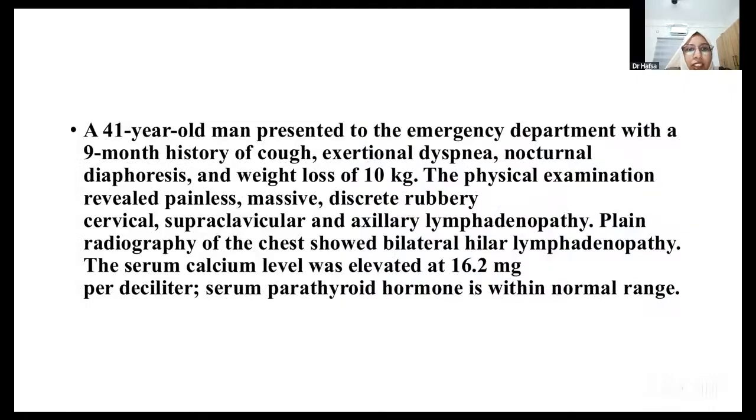So next one, let us read another question. A 41-year-old male presented to the emergency department with a 9-month history of cough, exertional dyspnea, nocturnal diaphoresis, and weight loss of 10 kg. Physical examination revealed a painless, massive, discrete, rubbery cervical, supraclavicular, and axillary lymphadenopathy, because the patient is having massive lymphadenopathy. Plain radiography of the chest showed bilateral hilar lymphadenopathy. Here also you get lymphadenopathy. Serum calcium level was elevated and serum parathyroid hormone was within the normal level.